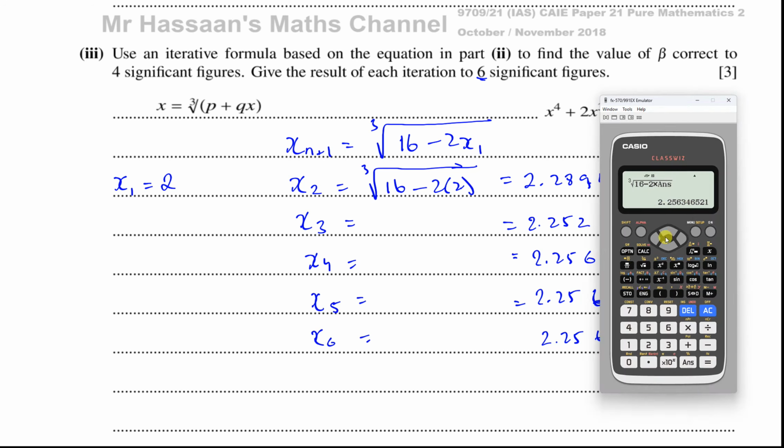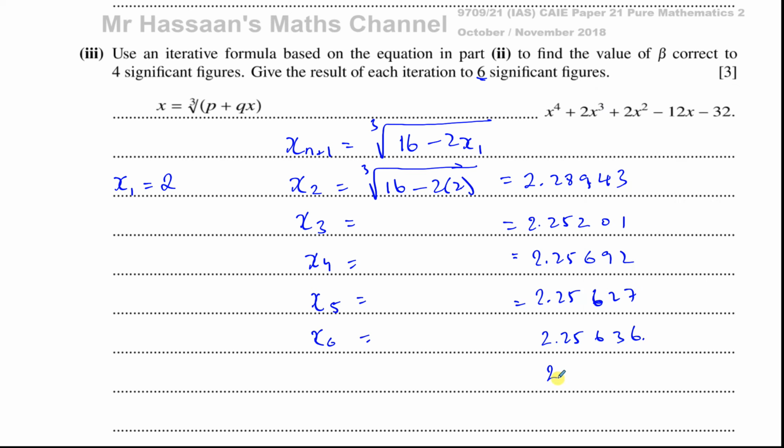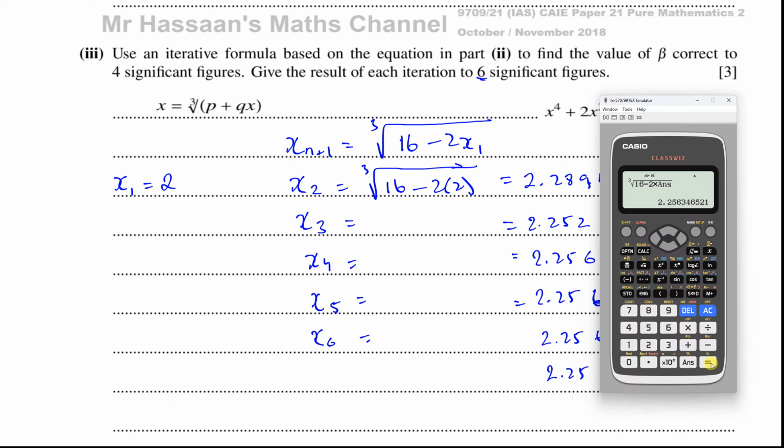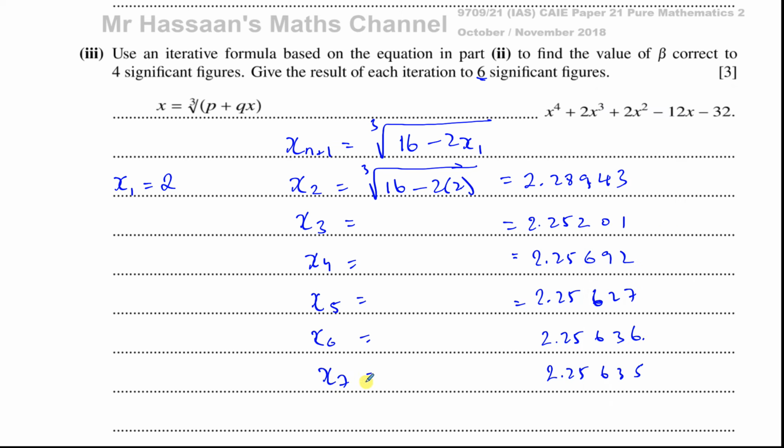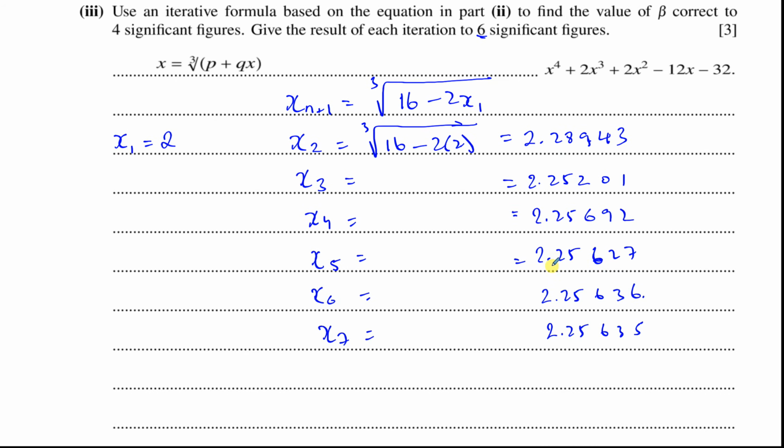2.25635. It looks like it's settled down now. Okay, I think that's enough. Let's just press equals again. You can see it's settling down to that. So 2.256 to 4 decimal places, or to 4 significant figures. That's enough for us to get to the answer.